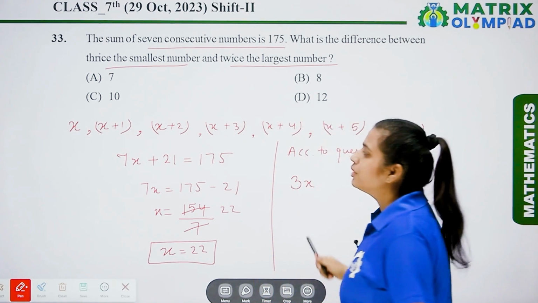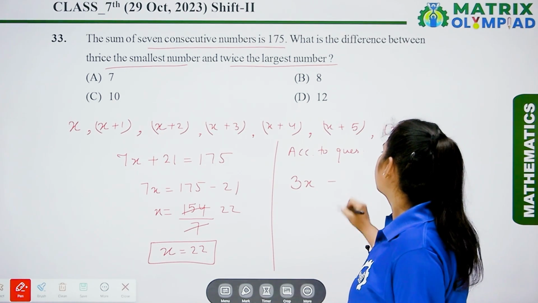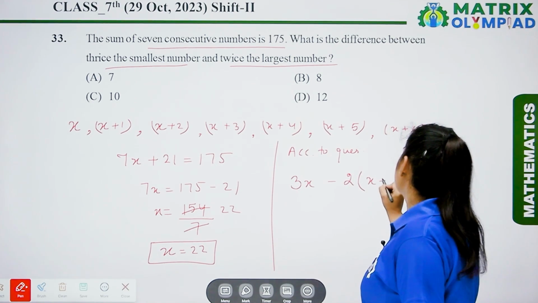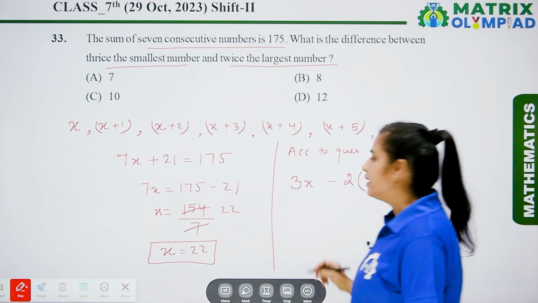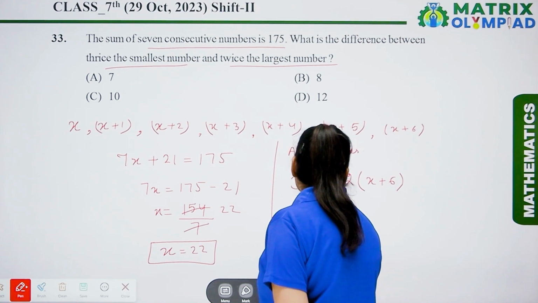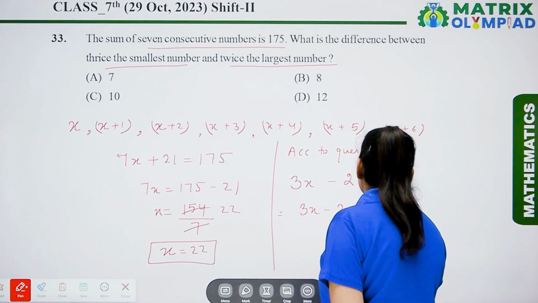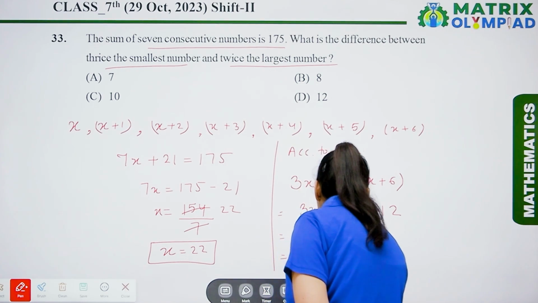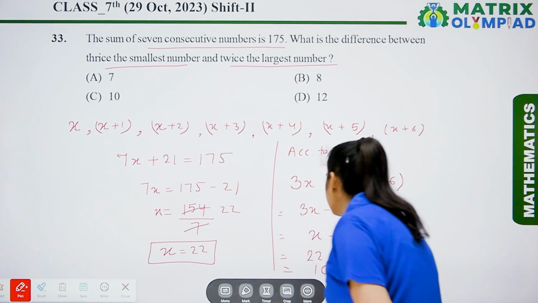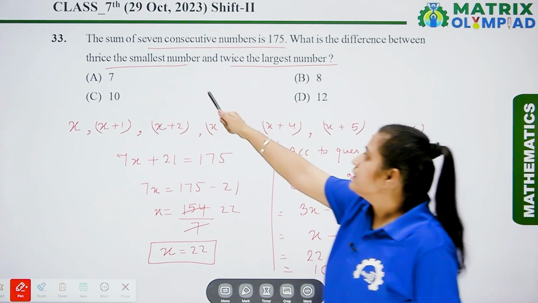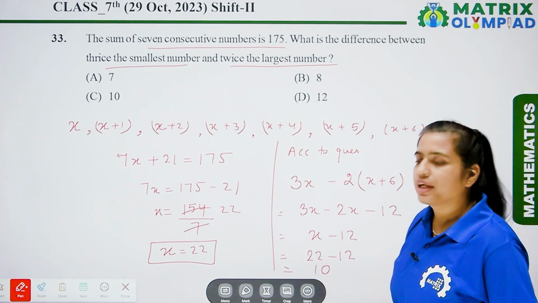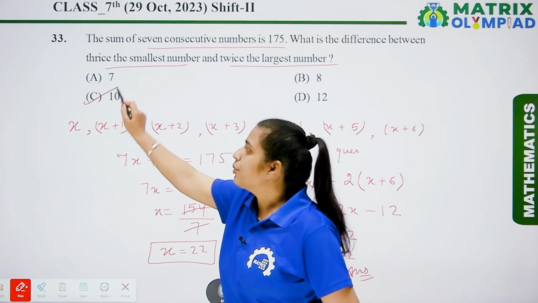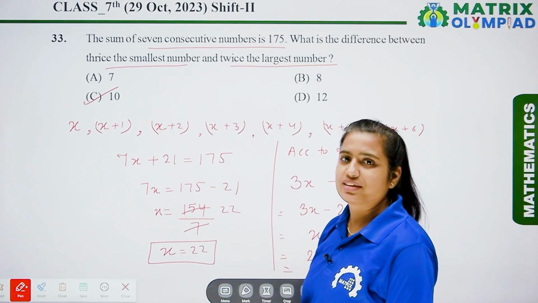Here thrice the smallest number is 3x. Difference is minus, and twice the largest number. Largest number is x plus 6. Let's calculate. So here the difference between thrice the smallest number and twice the largest number is 10. So according to the question, option C is the correct answer.